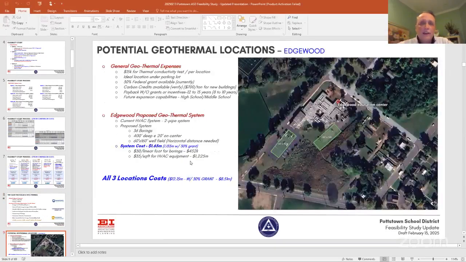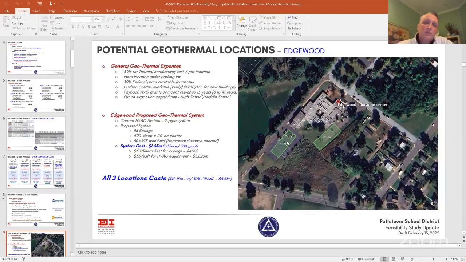So we started looking at Edgewood again as the test pilot here. And again, this is a 30,000-foot view of where we could put the solar field, or not solar field, excuse me, the well field for the geothermal. You can see we have 2 green boxes here where a well field could potentially go. Ideally, going under a parking lot would be the best scenario.